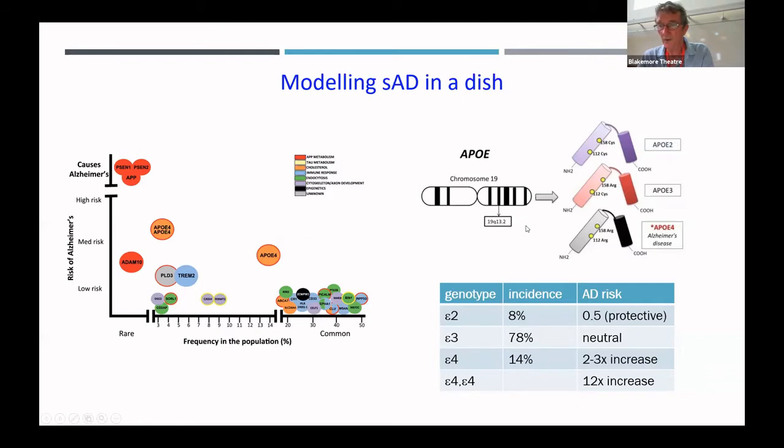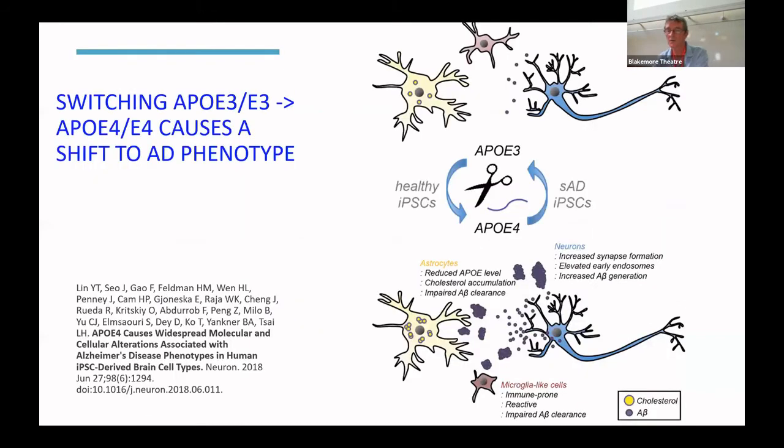So what was done with this was to say, all right, this is the biggest genetic risk factor for sporadic Alzheimer's. Can we treat it in the way we treat PSEN1 and APP for familial Alzheimer's? And the answer is yes. So you can make the gene editing from the APOE3 to APOE4. You can do the reverse from the APOE4 to APOE3.